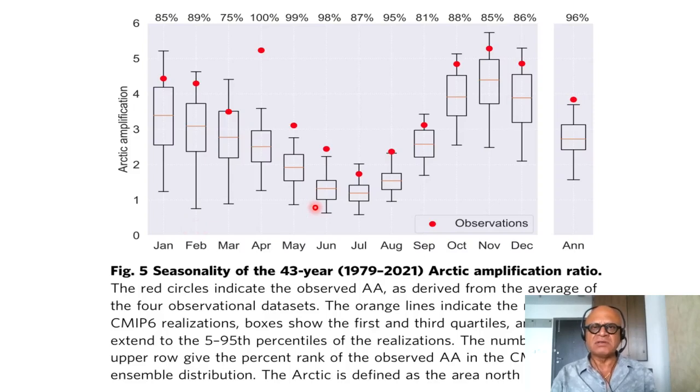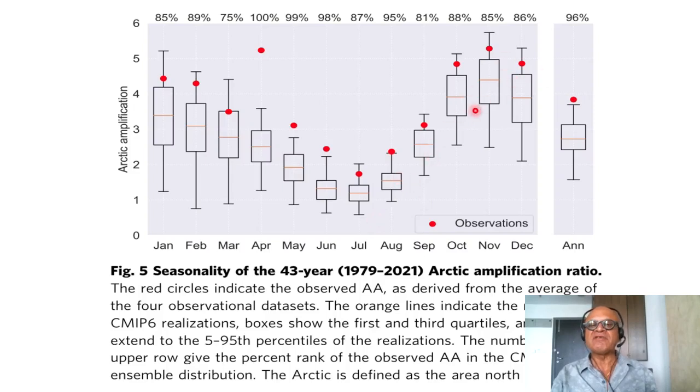Why did I stress CMIP? CMIP6 ensemble distributions. The Arctic again is defined north of 66.5. So you can see that there are not only differences between the observations and models, but there are also seasonality differences, which matters because where the sea ice tends to melt can have bigger impact into the winter.